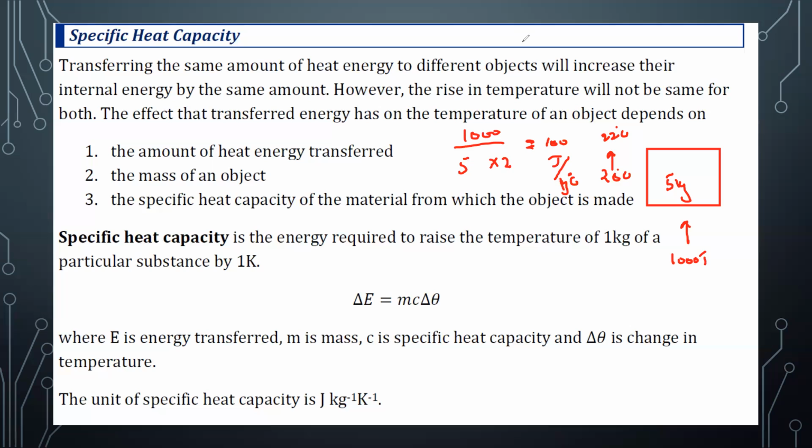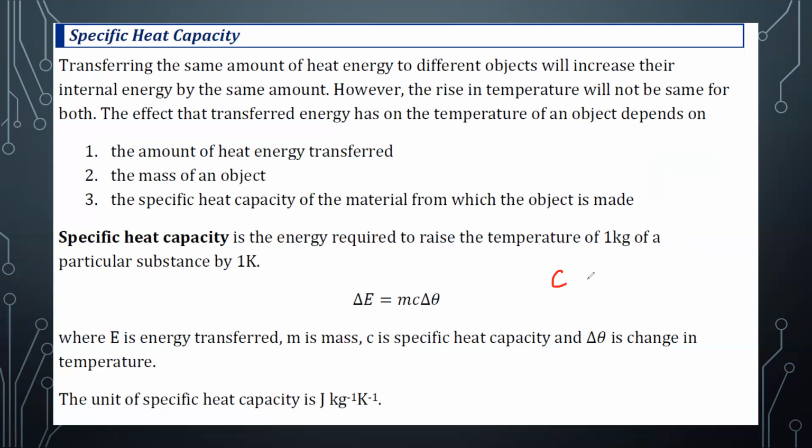So the specific heat capacity formula: specific heat capacity is how much energy we supply divided by mass and temperature change. We can represent the temperature change by delta T, or we can use delta theta. Both are acceptable. Here E is the energy which we supply, m is the mass, and delta T is the temperature change.